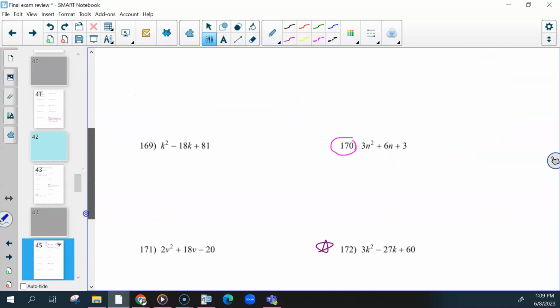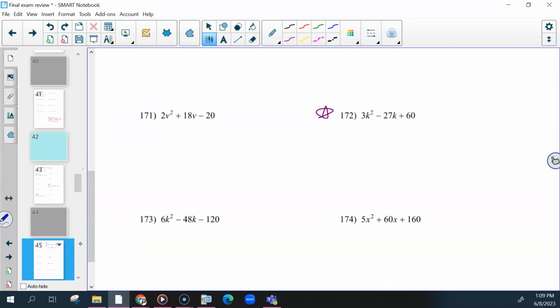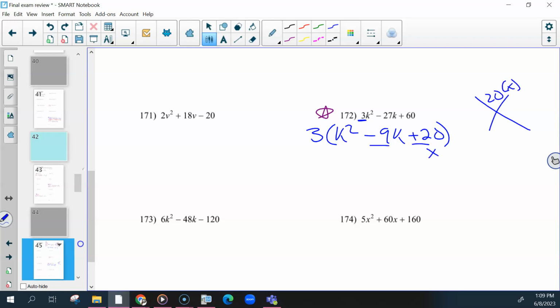And then for 172, does that have a GCF? 3. Usually it's whatever is first, it is going to be GCF. Divide everything by 3. A squared minus 9k plus 20. Then the rules are the same. You're looking for two numbers that multiply to be 20, that add or subtract to be negative 9. Negative 4, negative 5. Yeah.